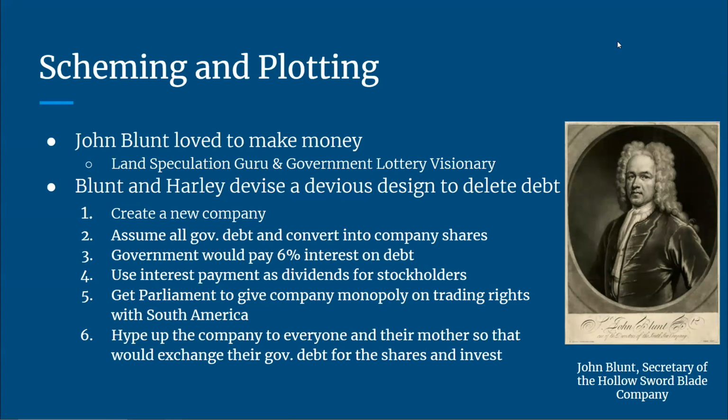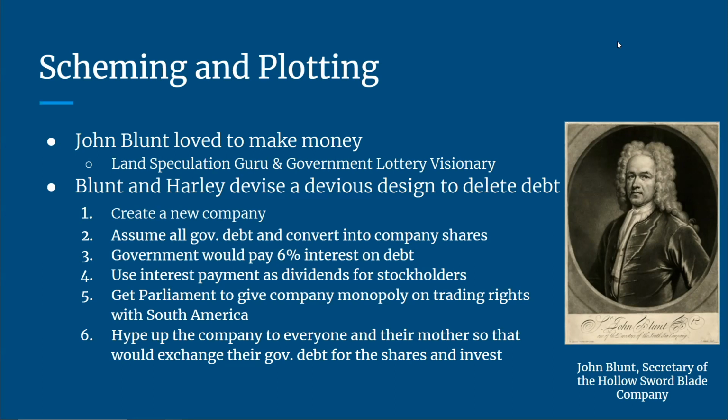To test the waters, Harley gave him the role of administering the relatively unsuccessful Bank of England lottery. Blunt turned that ship around immediately by promising guaranteed prizes, making it immensely popular. In the short term, it provided much-needed short-term capital for the government, but exacerbated the long-term debt. Seeing this financial success, Blunt and Harley devised a devious design to delete the debt.